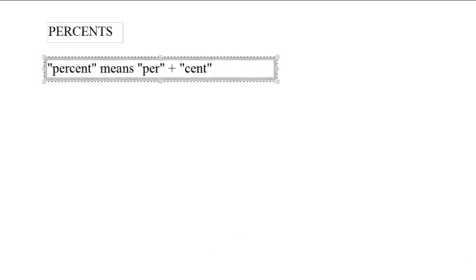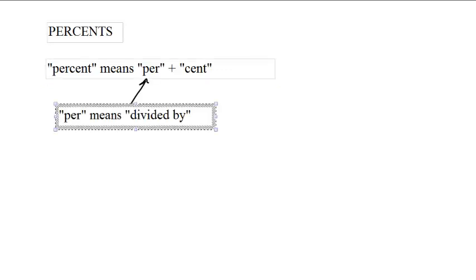Okay, and now a word on percents. The word percent breaks up into per and cent. The word per means divided by. We've talked about this before. Miles per hour means miles divided by hours. Feet per second is feet divided by second. Per means to divide by.